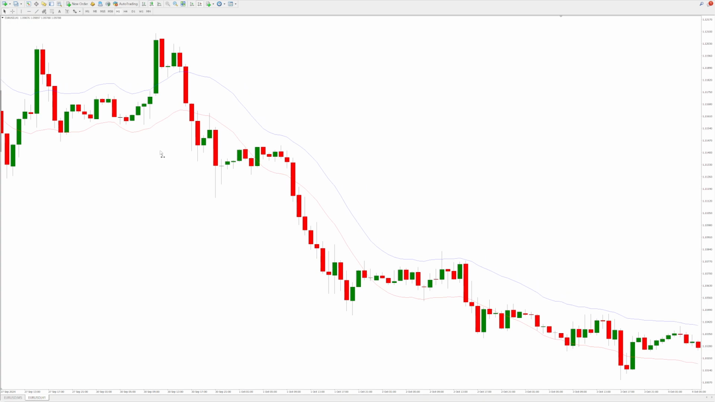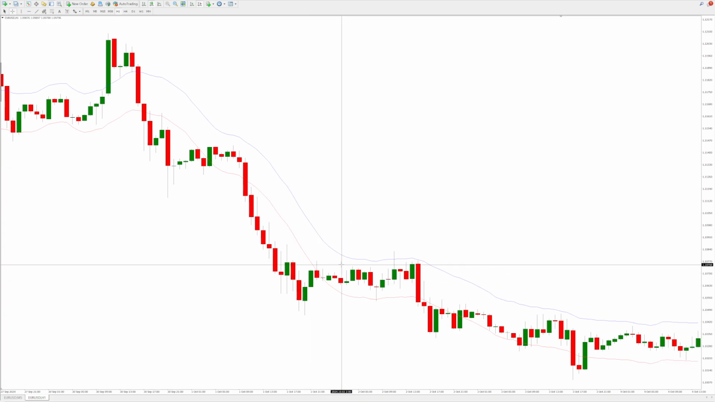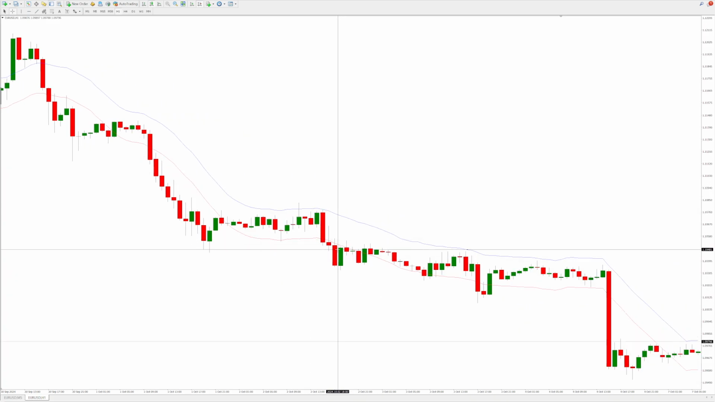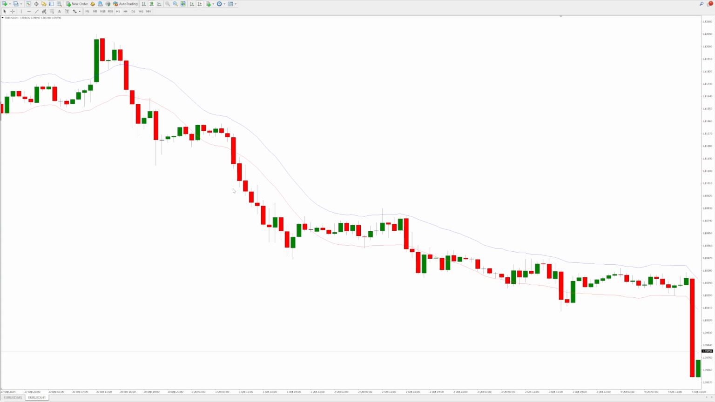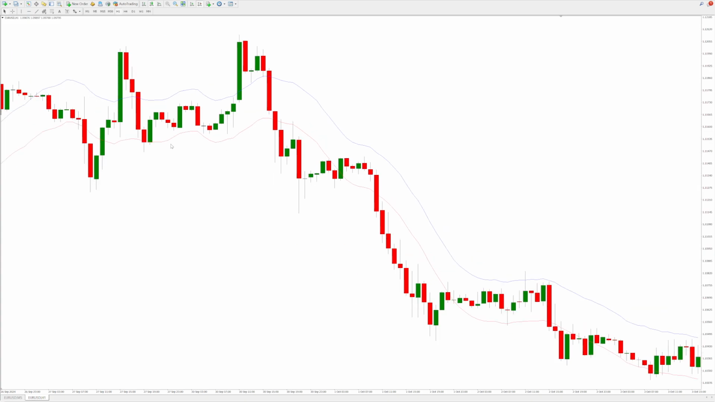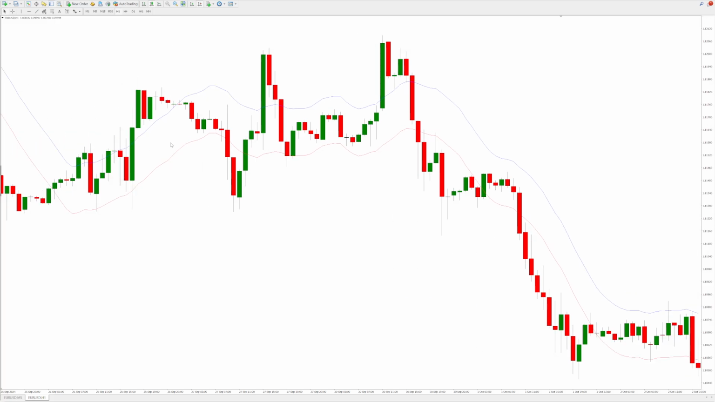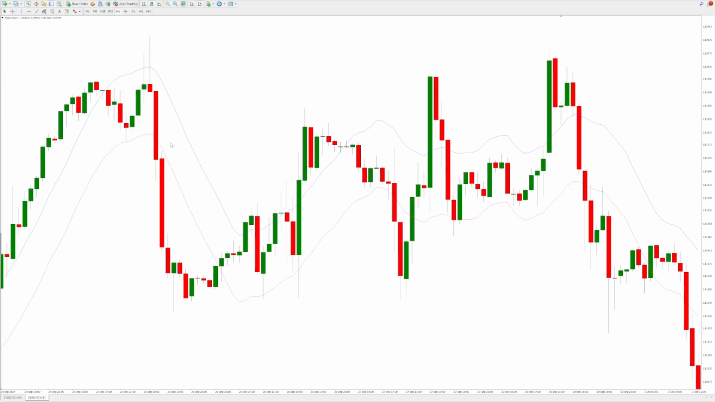So I've already done a video about trading breakouts, which you can find on my channel, trading breakouts with the envelopes indicator. Example here, breakout to the downside, here a breakout to the downside, here a breakout to the downside. So this indicator is really good for trading breakouts in line with the trend. However, it can also be useful in ranging markets.